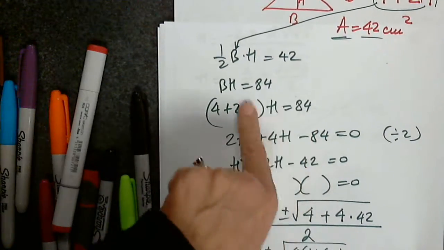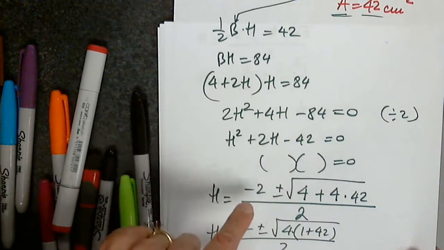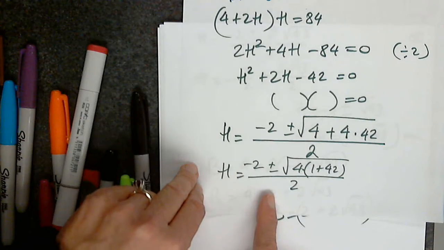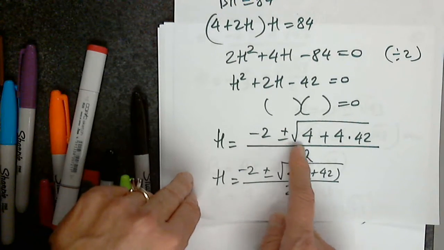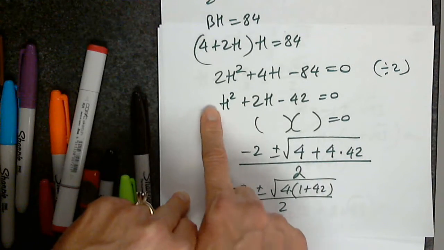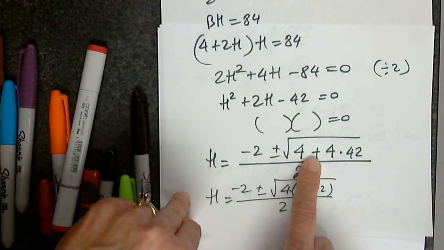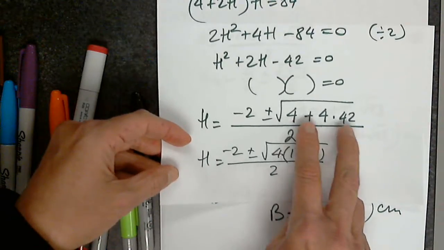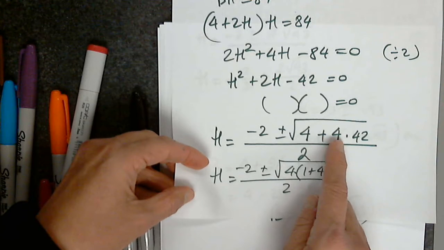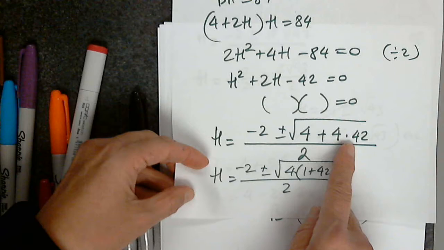I distributed, combined like terms, moved 84 to the other side, divided both sides by 2 to simplify the numbers, and we could not factor, so we went ahead with the quadratic formula. Negative b plus or minus the square root of b squared minus 4 times 1 times negative 42, but since I had two negatives, I already changed it into positive. So then here, instead of multiplying and adding and not knowing what to do with a big number, I realized that I could factor out 4. 4 times 1 is 4, and 4 times 42 is 4 times 42.